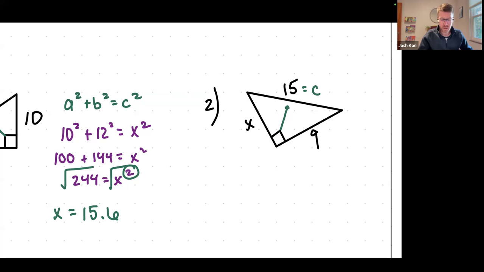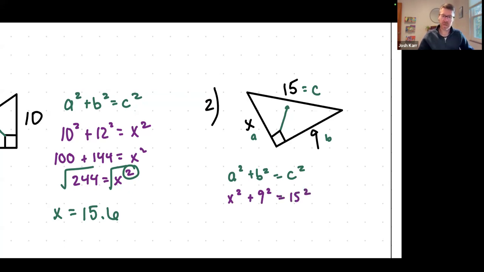And then we're missing one of our legs. So either A or B, it doesn't matter which one we label it as, okay? I'm gonna go ahead and label it as A, and then I'll label this as B. So A squared plus B squared equals C squared, filling in what we have. So we have X squared, we have 9 squared, 15 squared.